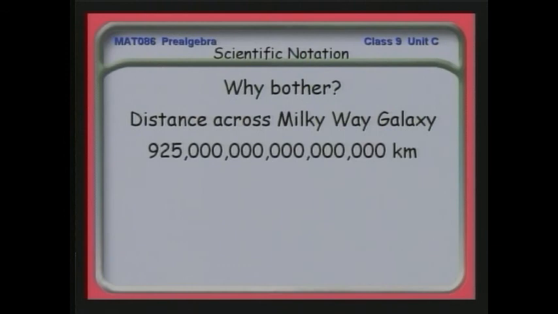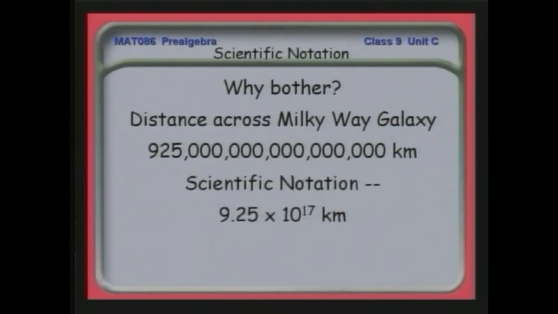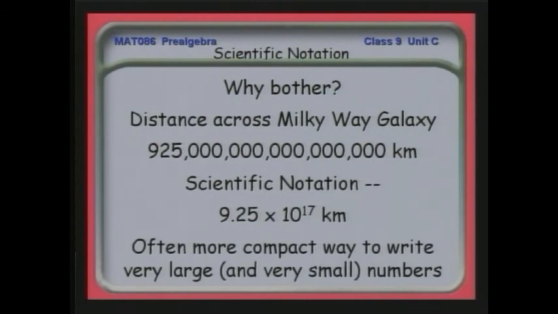Let's take some really big numbers. For example, there's the distance across the Milky Way galaxy where we live. Seeing all of those zeros can be confusing if you're trying to sort that out. We can rewrite this way with scientific notation, and that will take into account all of those zeros and make it easier for us just to look at that and understand what's going on. Oh, 10 to the 17th power, that's a lot of zeros. It's more compact, as you can see, to write very, very large numbers or small numbers in scientific notation.